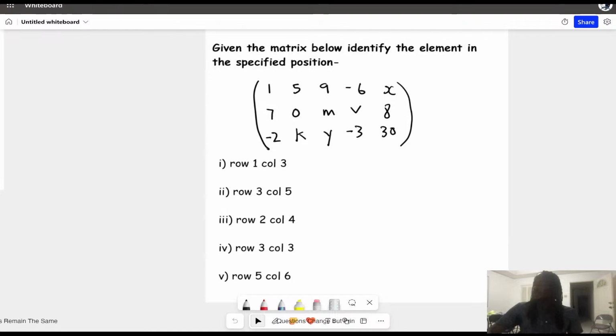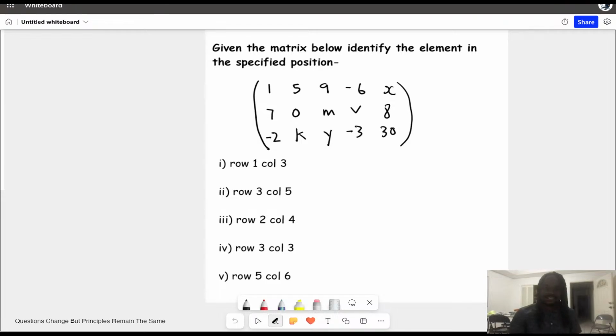It says, given the matrix below, identify the element in the specified position. So can somebody tell me what element is in the first one? The first one says row 1, column 3. What do we think that one is? 9. Alright, so row 1, column 3. Row 1 means row 1, and as I said, row means horizontal. Column 3 is the third column, so that would be 9.